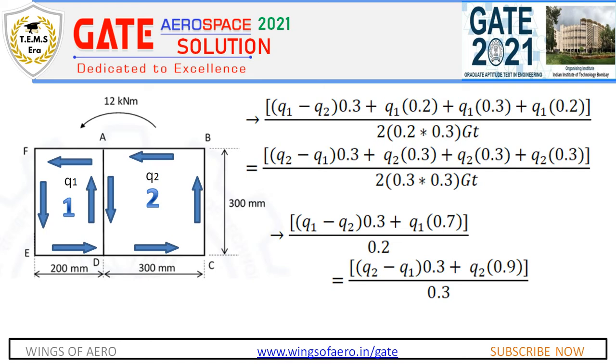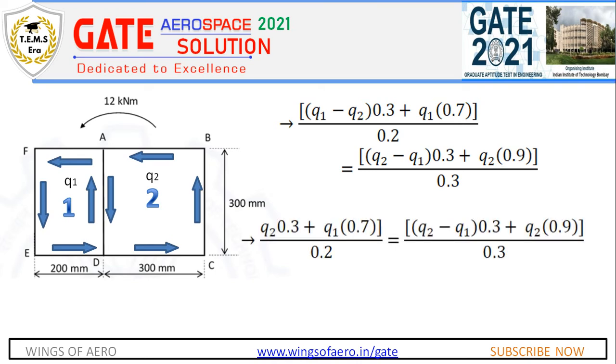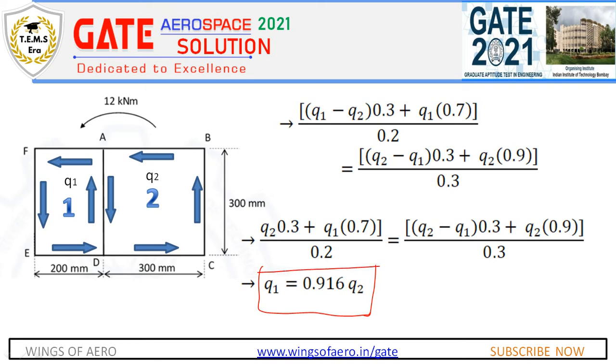Now from here we will cancel off the common terms. Here the common term is 2 G theta T, then here 0.3 and 0.3 will get cancelled off, and we get this equation. Now further simplification of that equation, keeping the Q1 on one side and Q2 on another side, we get Q1 in terms of Q2. Let's consider that equation 3.